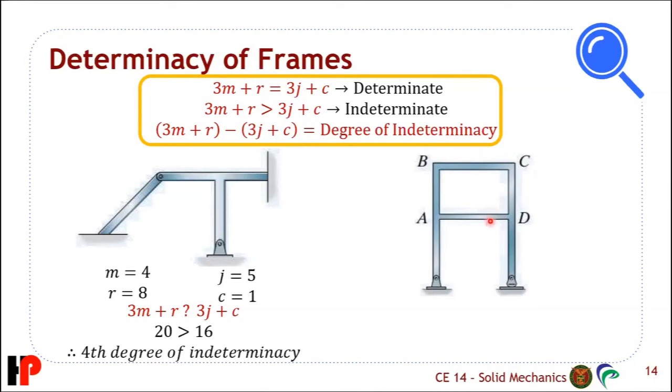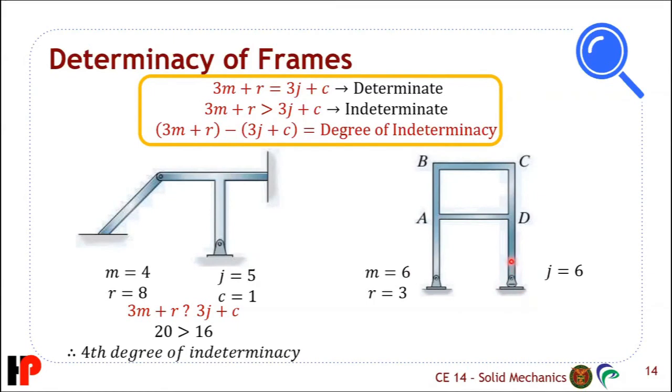So, again, we count the number of members. So the number of members, 1, 2, 3, 4, 5, and 6. So again, M is 6 for this one. Now, the number of reactions, pin and a rocker, so 2 plus 1. So R is 3. Now, the number of joints, 1, 2, 3, 4, 5, 6. So J equals 6. Always remember, the points of connection at the reactions are still joints.